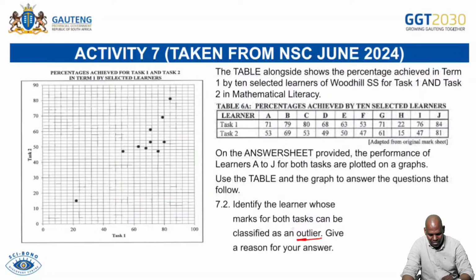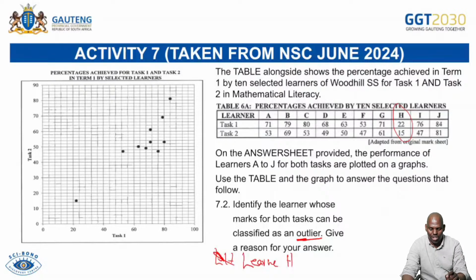So this one is: identify the learner whose mark book can be classified as an outlier. Give a reason for your answer. So an outlier in this case will be learner H, because if you compare task 1, 70, 60, 63, then all of a sudden that learner got 22. Task number 2, we got 50, 69, 53, 49, then all of a sudden that learner got 15. So we can say learner H is an outlier.